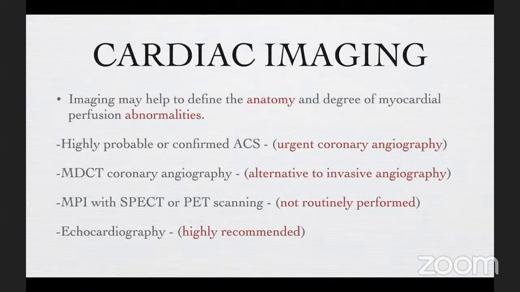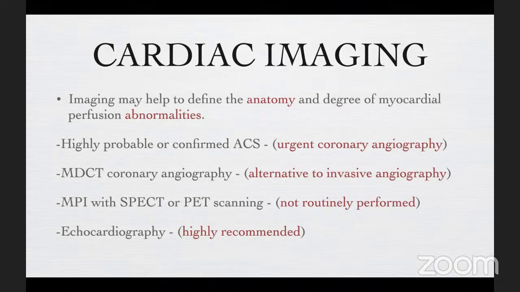Cardiac imaging. The role of imaging in the workup of acute MI is broad, but the procedures are primarily used to confirm or rule out coronary artery disease. Furthermore, imaging may help to define the anatomy and degree of myocardial perfusion abnormalities. In low-risk individuals in whom ACS is suspected and who do not have serial ECG changes or positive serial cardiac biomarker findings, some form of stress testing may help to confirm the diagnosis and to guide the therapy.